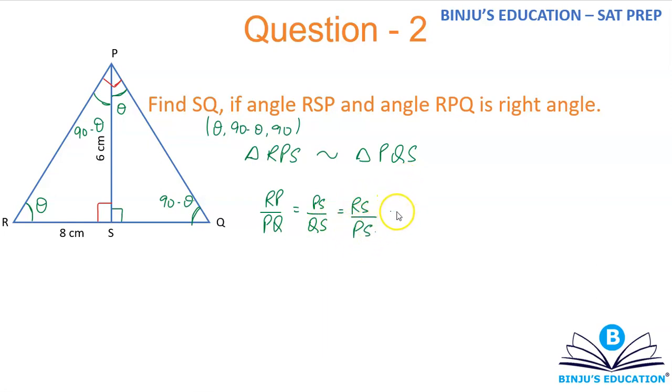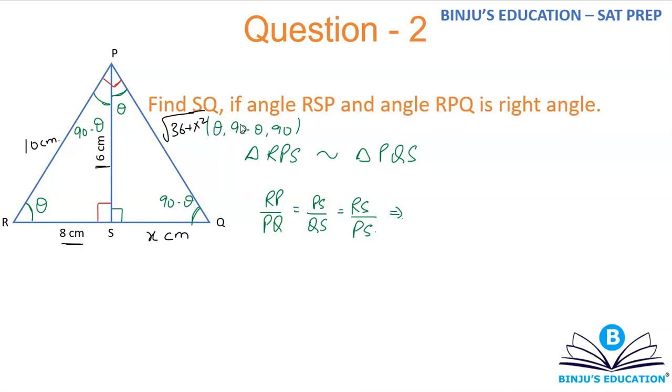So can we do something with this? Now what is RP? Now you can use the Pythagoras theorem also. So you can calculate the value of RP. This is 8 centimeter, this is 6 centimeter. So this will be 10 centimeter. And you can also take this SQ to be X centimeter. So this PQ will become under root of 36 plus X square. Okay, just calculate these values. Otherwise, the point here is that try to keep as minimum variables as possible.